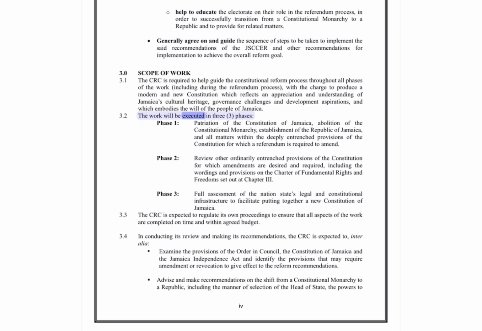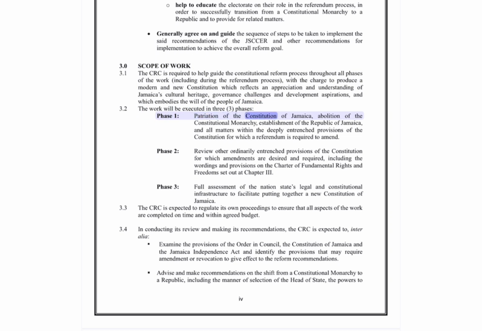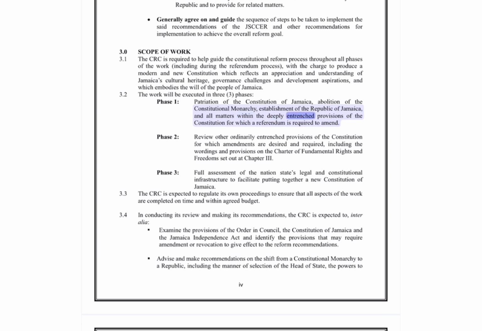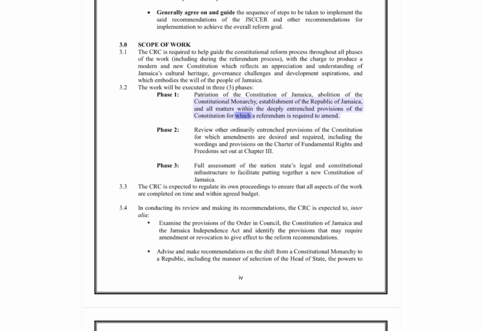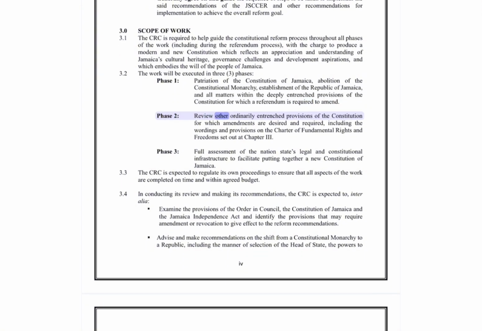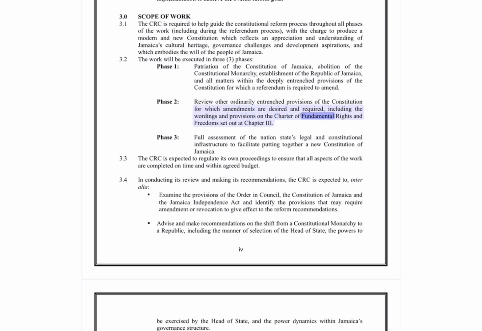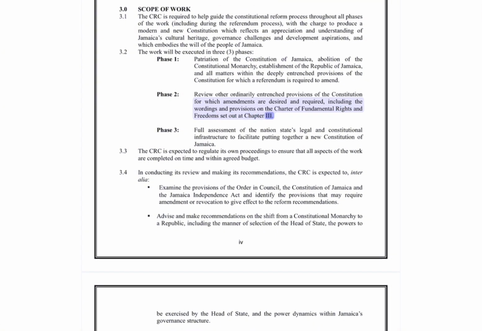The work will be executed in three phases. Phase 1: patriation of the Constitution of Jamaica, abolition of the constitutional monarchy, establishment of the Republic of Jamaica, and all matters within the deeply entrenched provisions of the Constitution for which a referendum is required to amend. Phase 2: Review other ordinarily entrenched provisions of the Constitution, for which amendments are desired and required, including the wordings and provisions on the Charter of Fundamental Rights and Freedoms set out at Chapter 3.